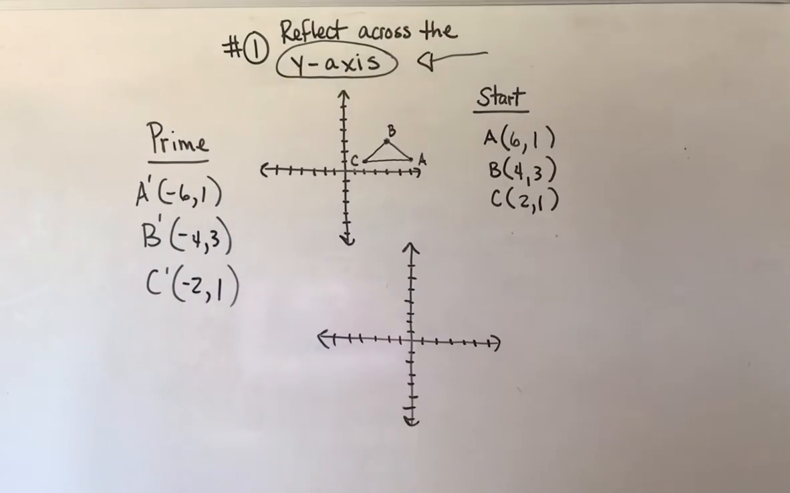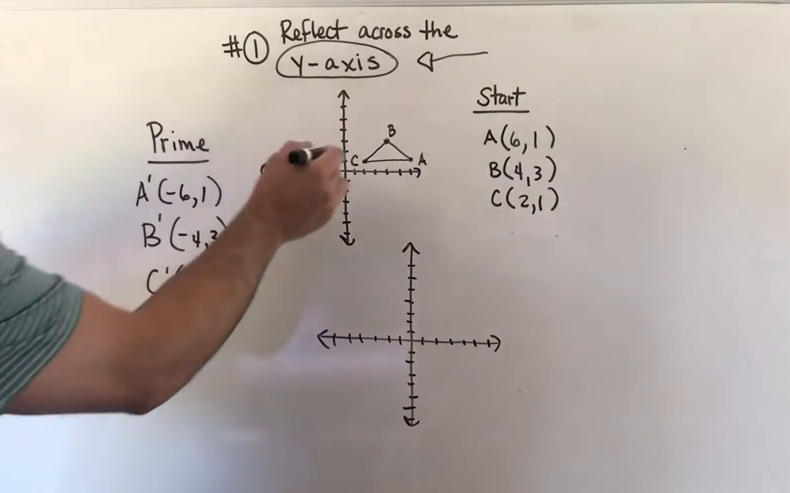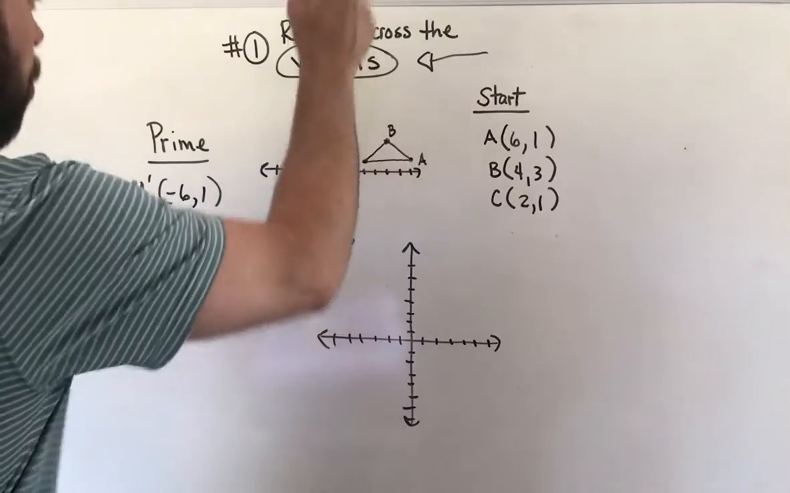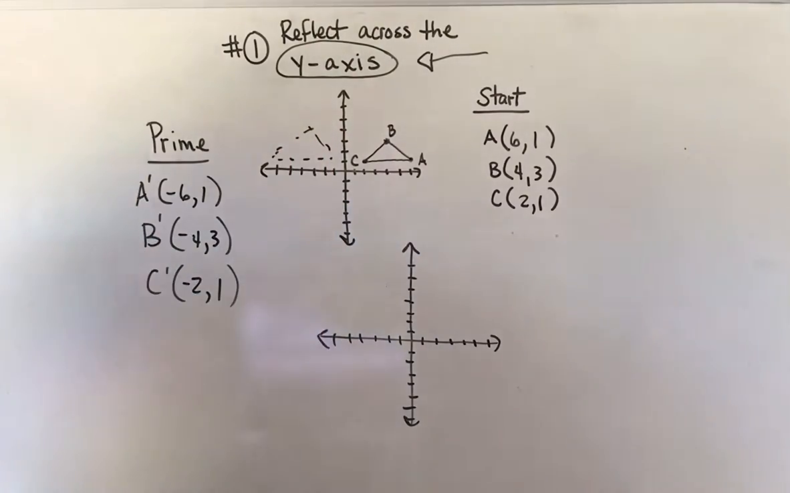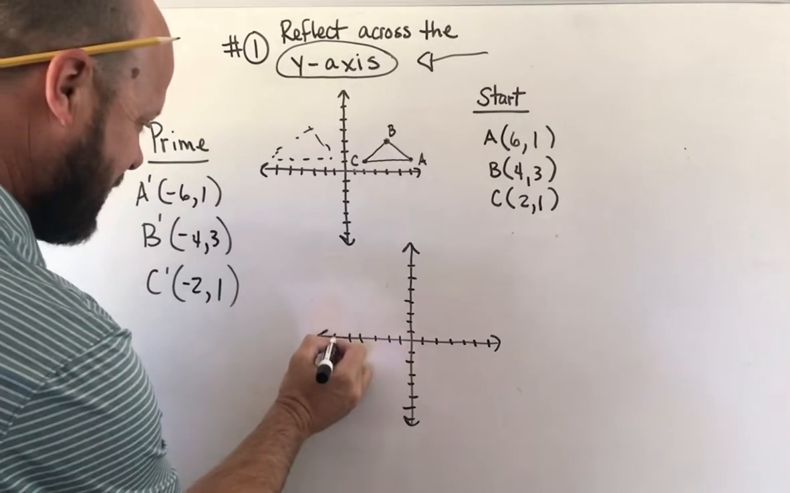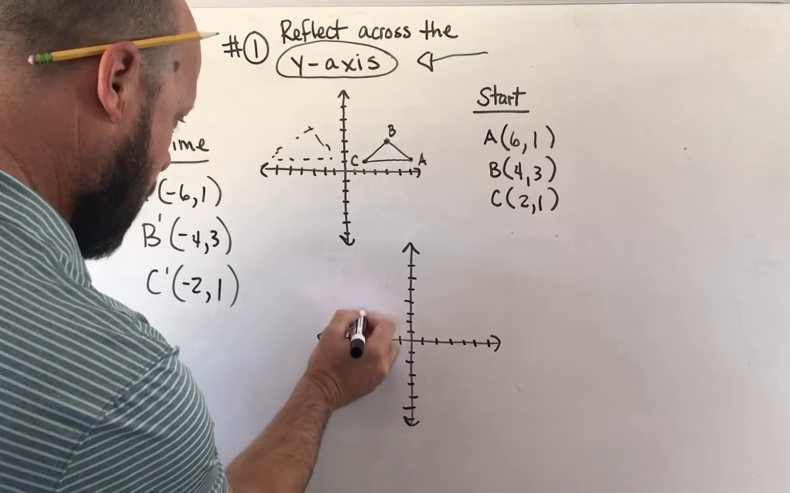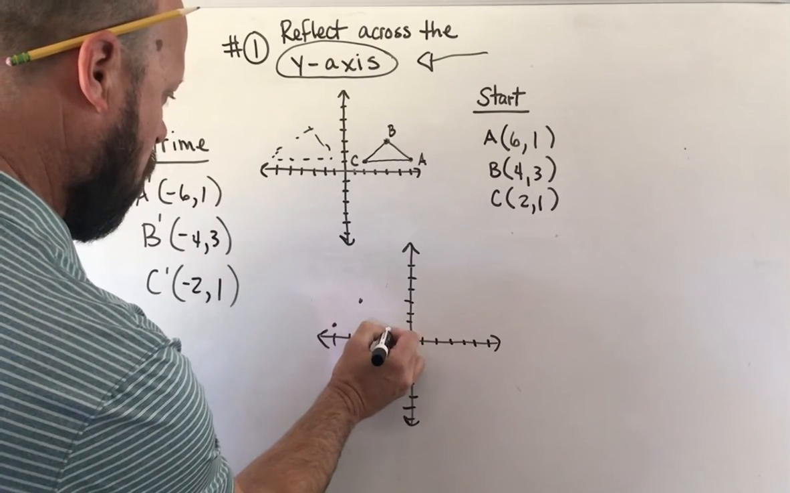But I'm not done because I want to go ahead and graph these to prove that I have reflected across the y-axis. It should be something like this, right guys? Let's check it out. Back 6 up 1. Back 4 up 3, about right there, and back 2, 1.